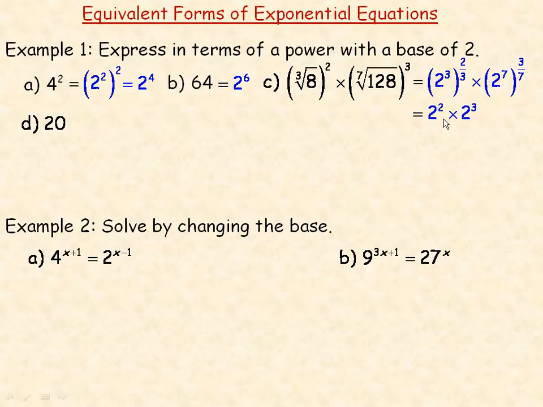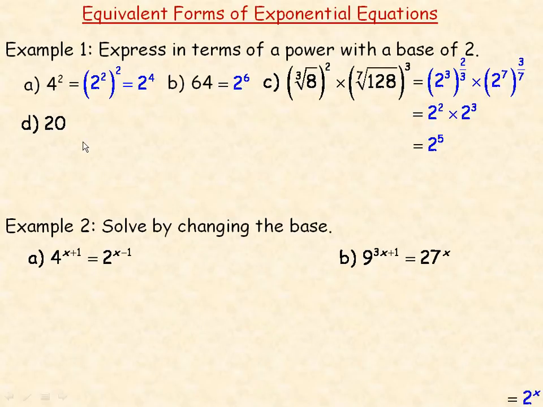So I'm multiplying two powers with the same base. I just add the exponents, so 2 squared times 2 cubed would be 2 to the 5th. So I've written all these as powers of 2. Now notice in D, D isn't a whole number power of 2. It's not 2 cubed, 2 to the 4th, 2 to the 5th, or 2 to the 6th. It's not a whole number or an integer power of 2.